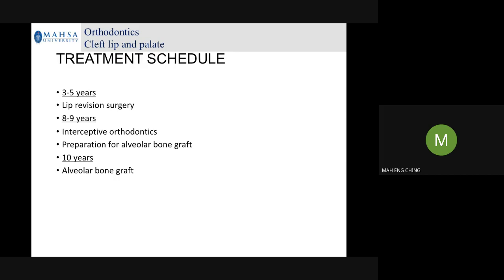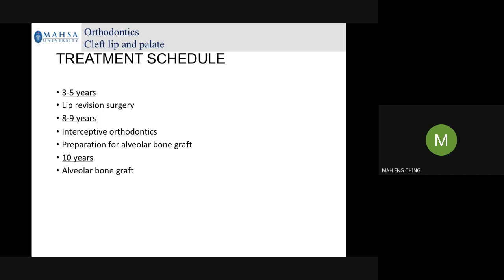At 8 to 9 years, we have interceptive orthodontics because we have to prepare for the canine to come down. If there is a cleft alveolus, without the bone, the canine cannot come down. So they prepare the alveolar bone to receive the bone graft. Usually we have to open the space, align the teeth, make everything nice and straight. Then the surgeon will come in and pack the bone in the middle. Then the canine can come out after about 11 to 12 years old.